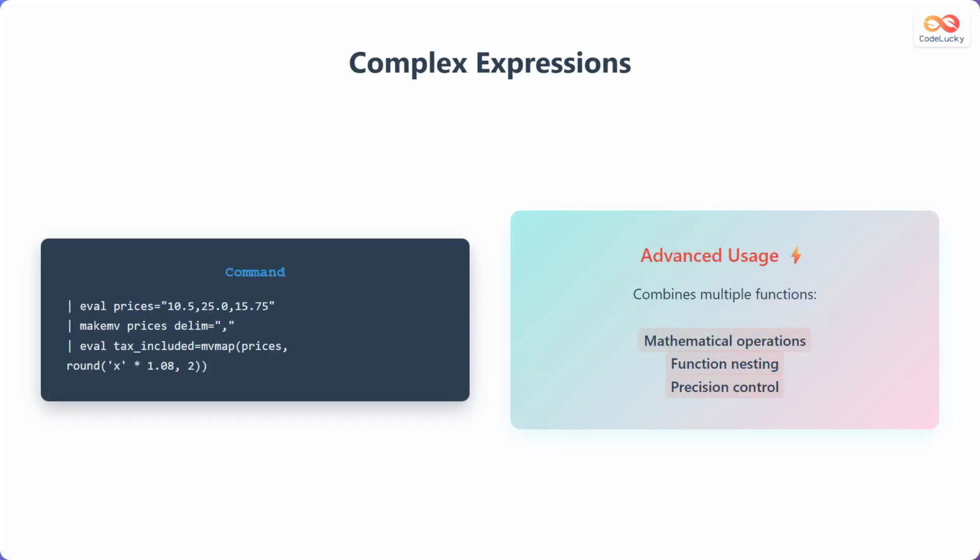The true power of mvmap emerges when working with complex expressions. Here we have prices 10.5, 25.0, 15.75. Using mvmap, we can apply a complex expression that multiplies each price by 1.08 for tax calculation, then rounds the result to 2 decimal places. This demonstrates how mvmap can combine mathematical operations, function nesting, and precision control all within a single command, making it incredibly versatile for advanced data processing.